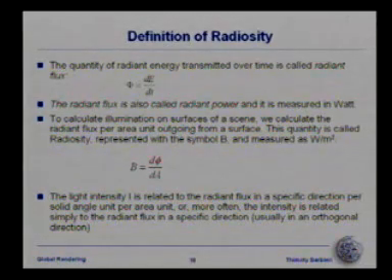If you want to calculate the illumination on the surface of a scene, what you need to know is the radiant flux per unit area outgoing from a surface. So the outgoing radiant flux per unit surface is our base for calculating the illumination. And this is what is called radiosity. Radiosity is watts on a square meter. That is the radiant flux over the unit of surface. So B, radiosity, is flux over surface.